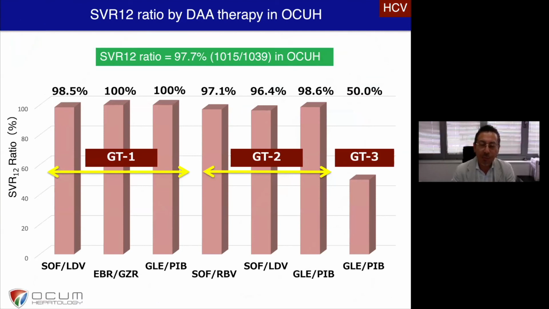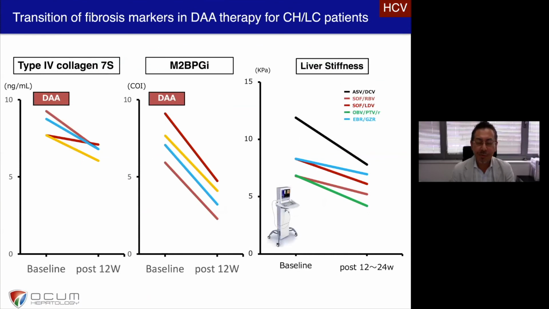Now, HCV infection is treated with direct-acting antivirals, DAA therapy. This slide summarizes the efficacy of DAA in a university hospital in more than 1,000 HCV infected patients. The SVR12 ratio is about 95.8%, very high. In those patients, serum fibrosis markers such as type 4 collagen, M2BPGi, and liver stiffness measured by FibroScan were all suppressed in patients treated with DAA.